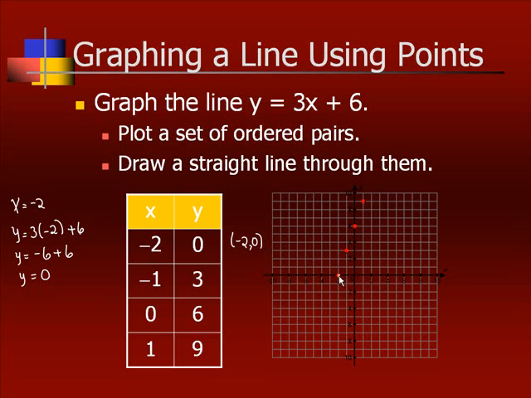Now, once we find these ordered pairs, then we plot them on the line. So the first point would be x is negative 2, y is 0. When we go through and graph these ordered pairs, you notice we've got a straight line. So we draw the line that goes through all the ordered pairs, and that represents the graph of the equation.